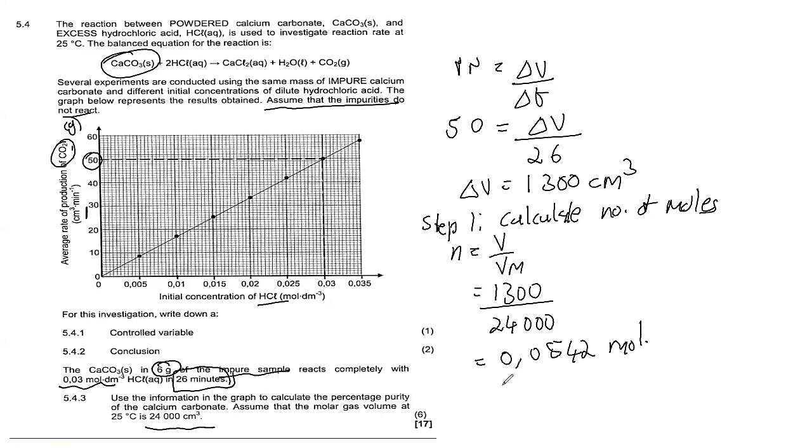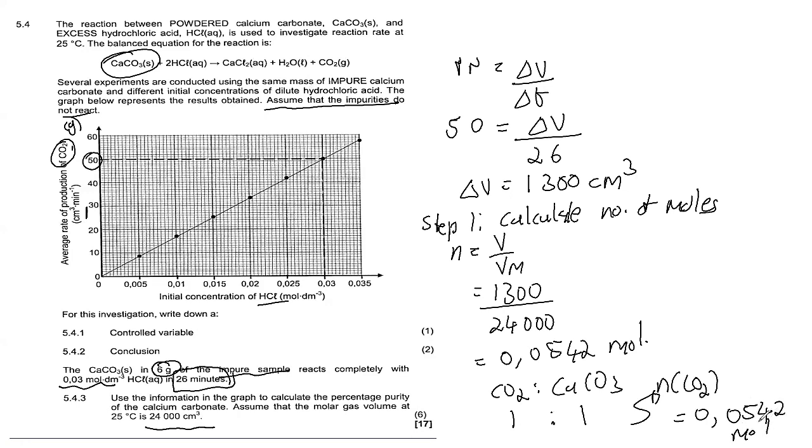Now we say, what is the ratio of carbon dioxide to calcium carbonate? We find that the ratio of carbon dioxide to calcium carbonate is just 1:1. This means that the number of moles of carbon dioxide is also 0.0542 mole, because if they have the same ratio, they share the same number of moles.